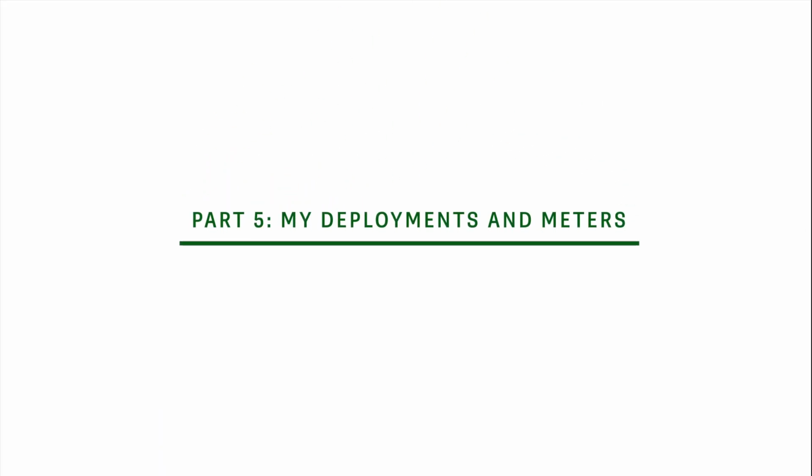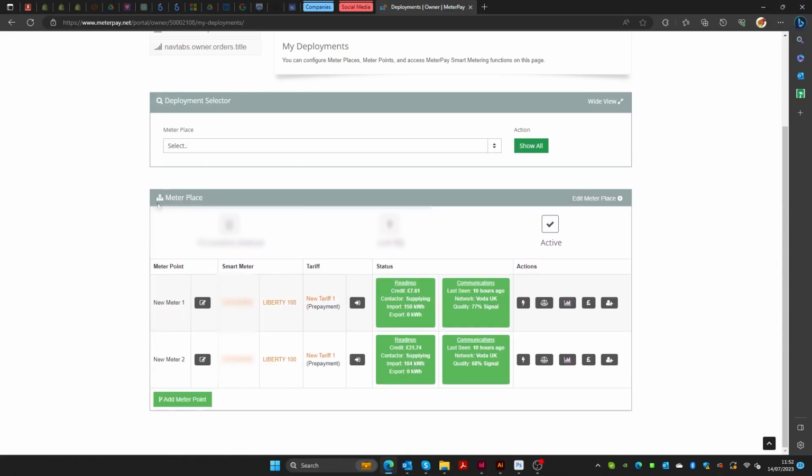Part 5, My Deployments and Meters. On smart metering and My Deployments, you will be able to see your meter places and meters. Each meter place will tell you the address and postcode. Meter point is the meter name. You can change this to flat 1 or room 1, for example. The name can be changed by the grey Edit Meter Point box.